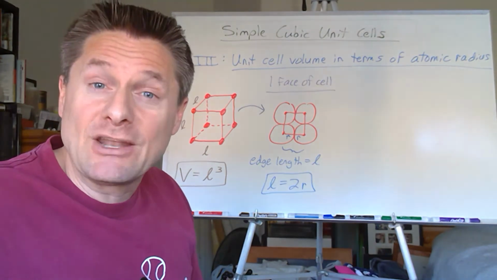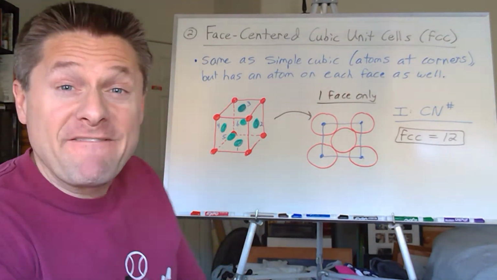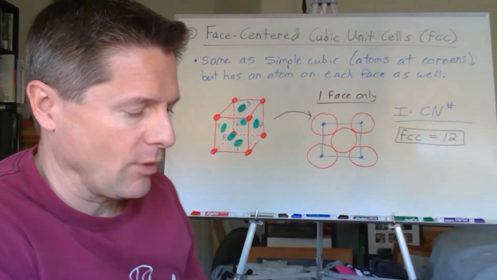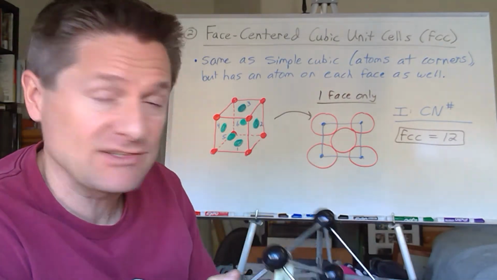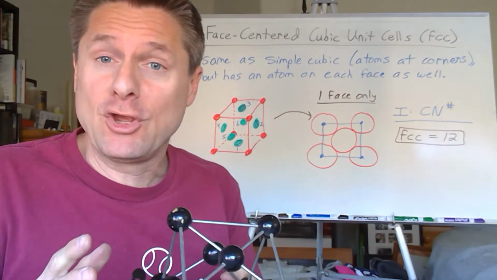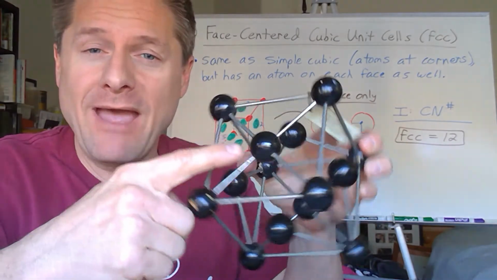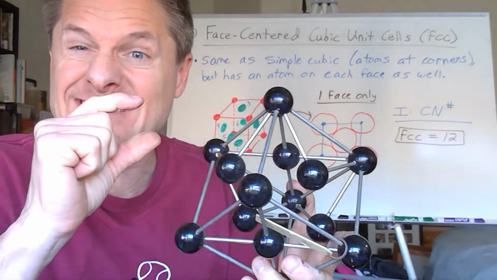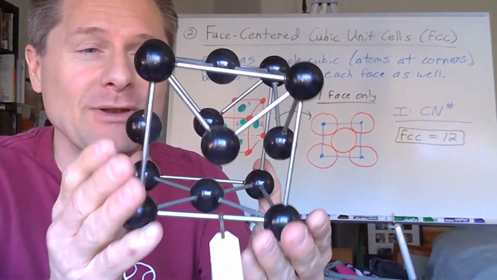Let's do a face-centered cubic next. You ready for the face-centered cubic unit cell, or just FCC for short? This is one of the more common ones out there. A lot of the solids, metallic solids, are FCC unit cells. So think of the simple cubic unit cell, where we had atoms in every corner, but now we have an atom in every single face as well. It's like if you take a six-sided die, but you put a 1 on every single side. That's what it would look like.